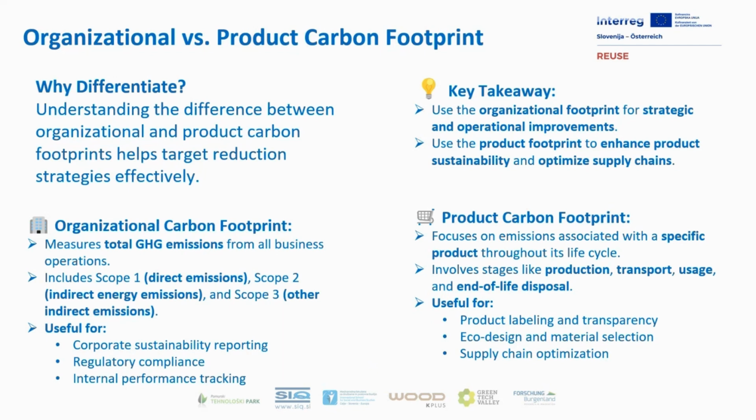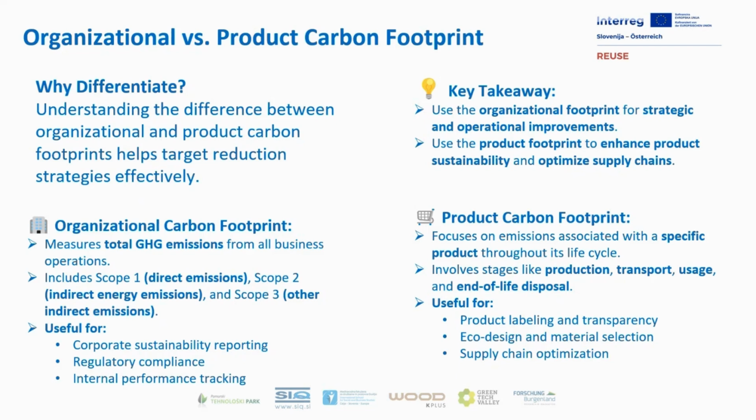Then eco-design, helping businesses design products with lower carbon footprints by identifying high emission stages in the product life cycle. By improving the design and material selection, companies can reduce the product's overall environmental impact. And supply chain optimization, identifying emissions hotspots in the supply chain, such as transportation, raw material sourcing, or packaging. This allows businesses to work with suppliers to optimize processes and reduce emissions.